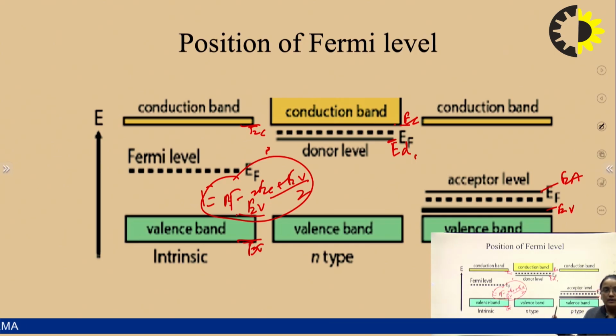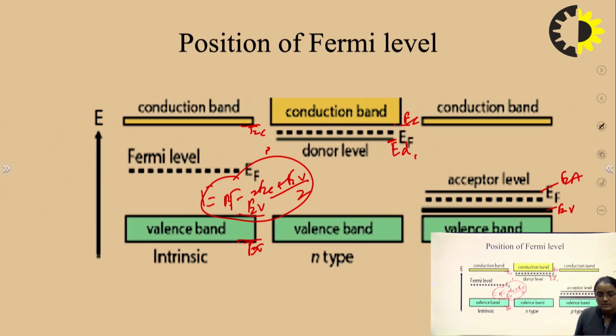So, this is all about the position of the Fermi level in semiconductors. We will also cover in the next lecture its derivation: how it lies in between your conduction band and valence band edge, how it will be close to the donor level or the conduction band edge, and how it will lie in between your acceptor level and valence band. That will be discussed in the further lectures, with their mathematical derivation.